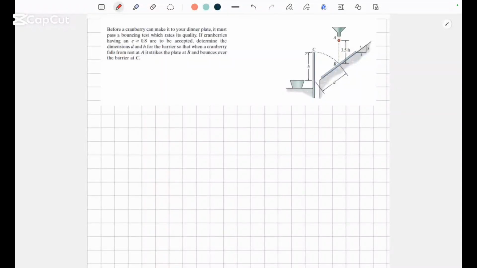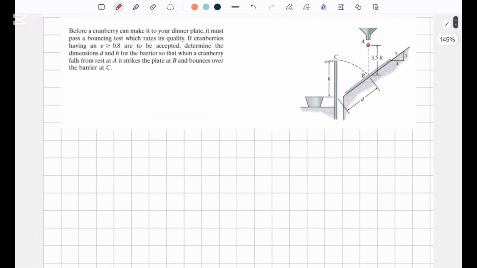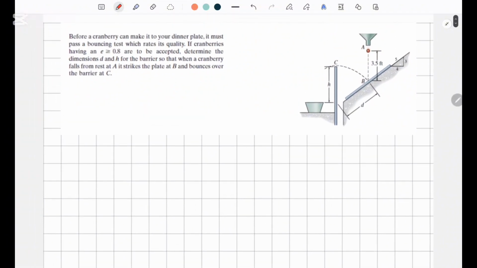Hi everyone, I'm going to show you guys how to do this question. It's a question with both projectile motion and collision. I'll just summarize what they've given. A cranberry falls from A, hits the plate B and bounces off over the barrier C, and it should land in the container. Using all the lengths they've given, we need to find H and D.